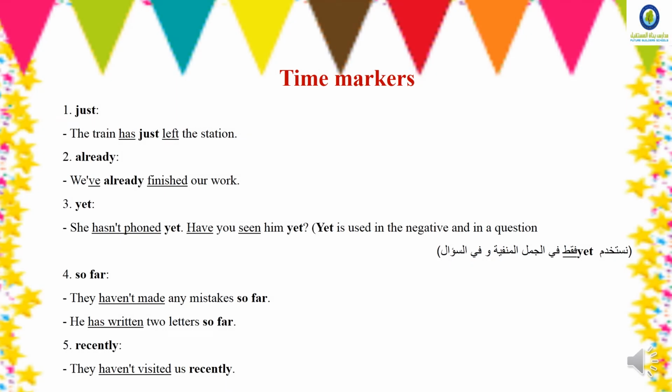Okay, next we have the time markers, the most important time markers or keys for the present perfect. Be careful. Number one, you have just. Just means that the action finished a very short time ago, and just comes between has or have and the past participle, the verb 3. The train has just left. Number two, already, the same as just, and it comes between have, has, and the verb 3. We have already finished our work.